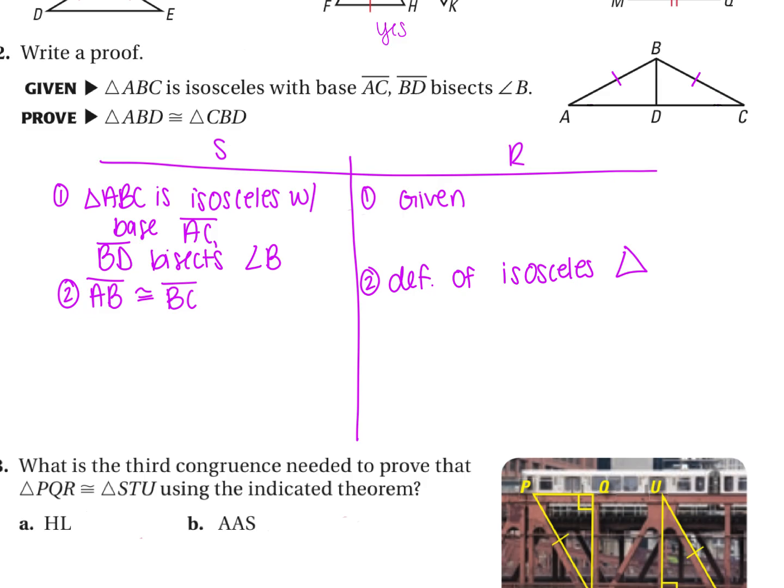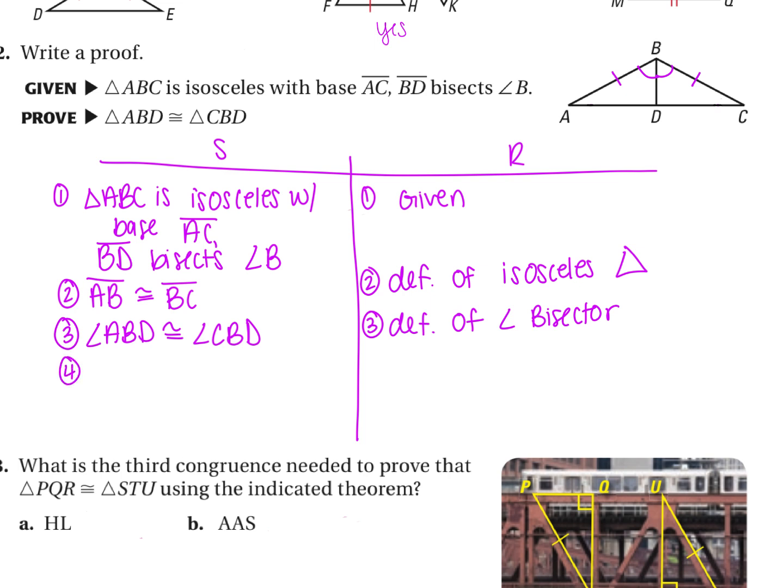Next, bisects. I see that word. So I know I'm going to have some sort of definition of angle bisector. And if BD bisects angle B, that means it cuts it in half. So now I know that there are two angles that are congruent. Angle ABD is congruent to angle CBD. Keep in mind I'm drawing it on my diagram so I'm able to answer the question in the end.